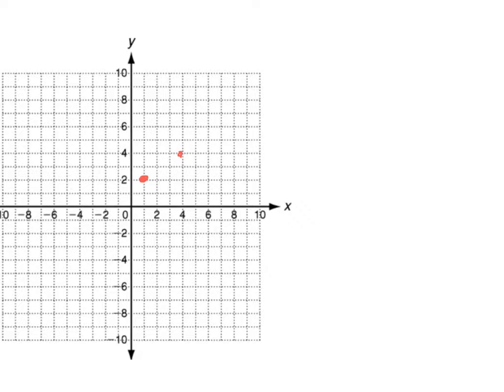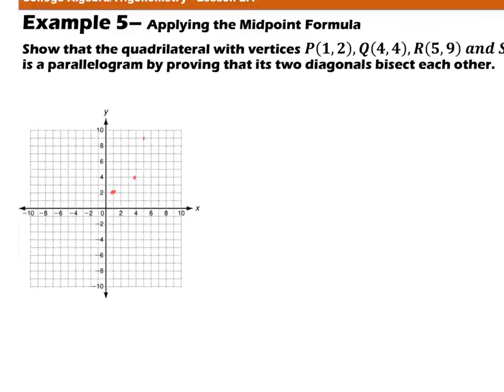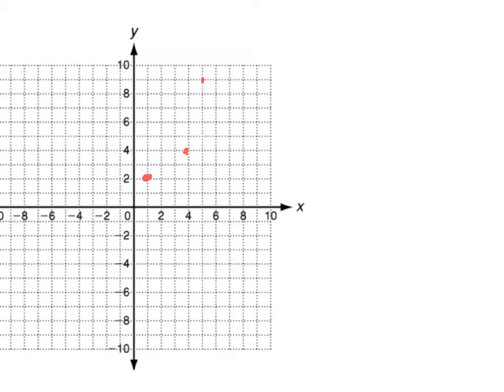So 5, 9. And then 2, 7. So 2, 7. And they told me this was a parallelogram. Now, it says to prove that it's a parallelogram because their diagonals bisect each other. What does that mean? What's a diagonal? How would I draw a diagonal? If I started right here, a diagonal would come here, correct? If I come here, my diagonal goes here.